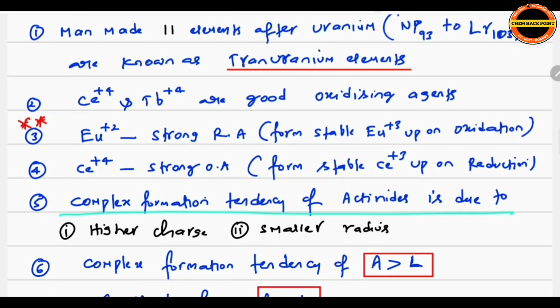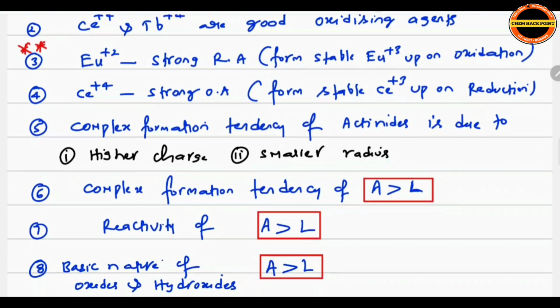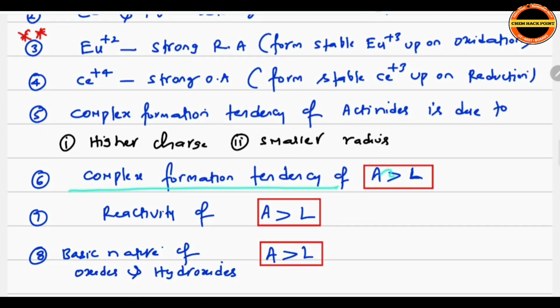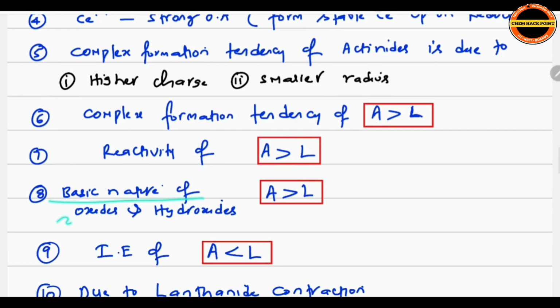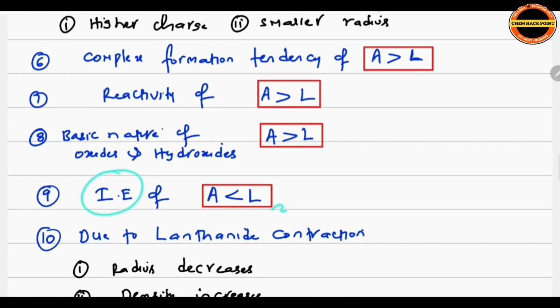The complex formation tendency of actinides is due to higher charge and smaller radius. The complex formation tendency of actinides is greater than lanthanides. The reactivity of actinides is greater than lanthanides. The basic nature of oxides and hydroxides of actinides is also greater than lanthanides. The ionization energy of actinides is less than lanthanides.